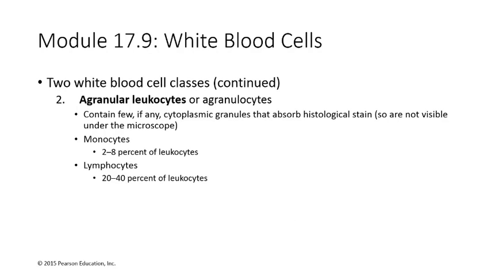Then the other ones are the agranulocytes. This is going to include the monocytes. They're going to account for between 2 and 8%, and the lymphocytes somewhere in the 20 to 40% of all of your white blood cells. Again, we'll be giving you standard numbers in lab.